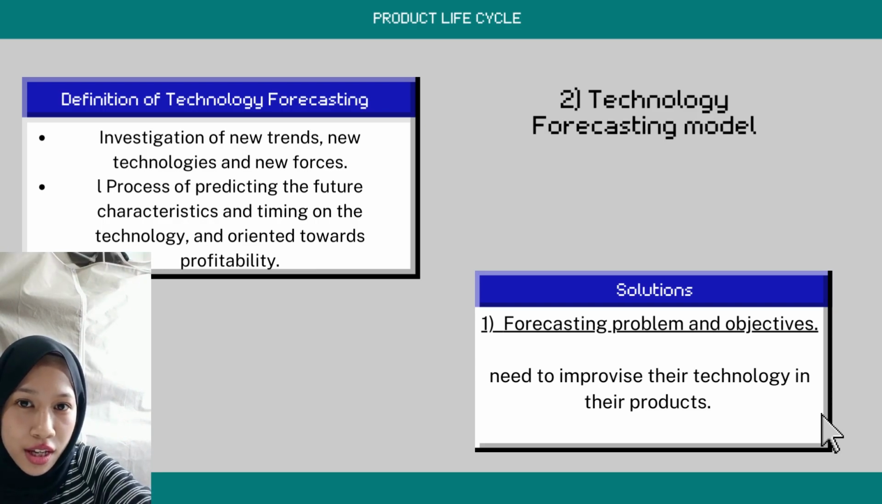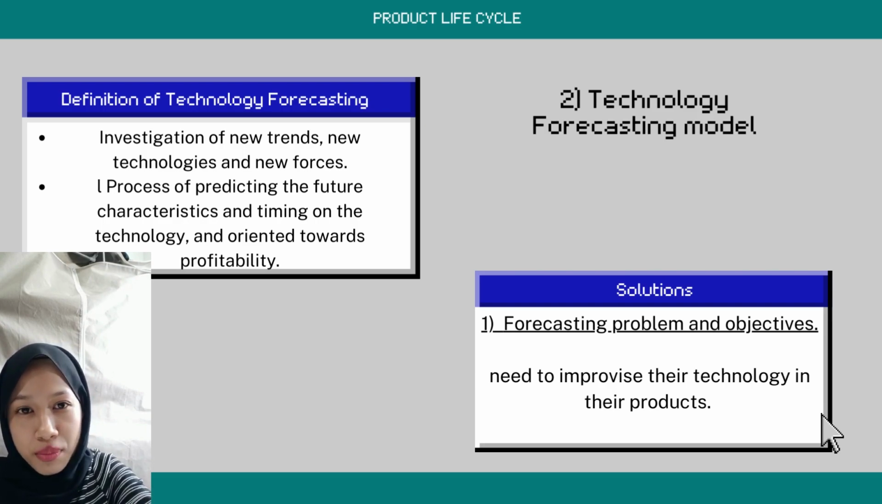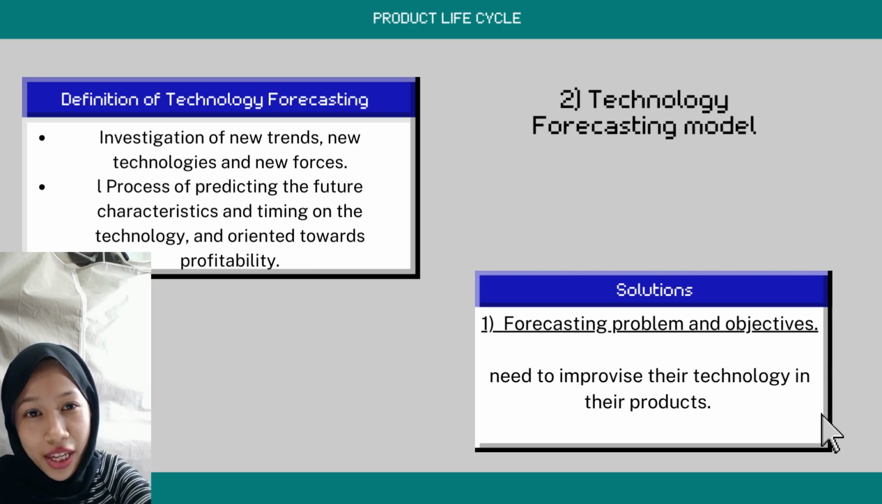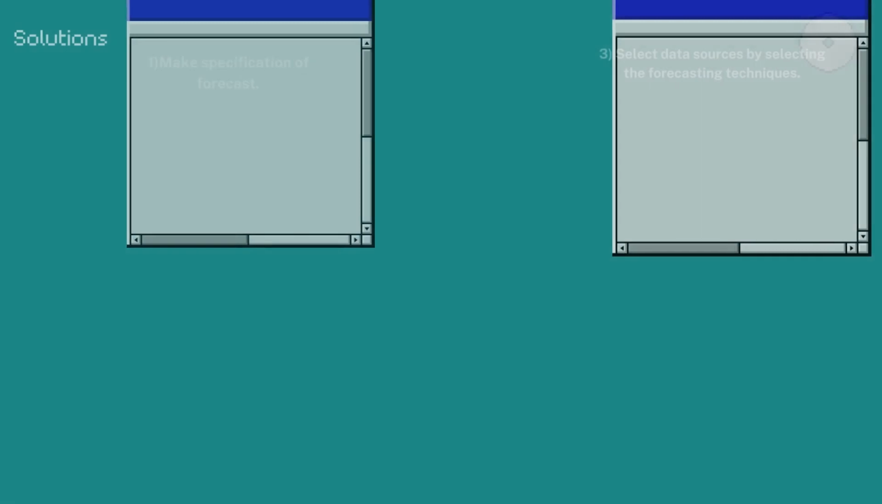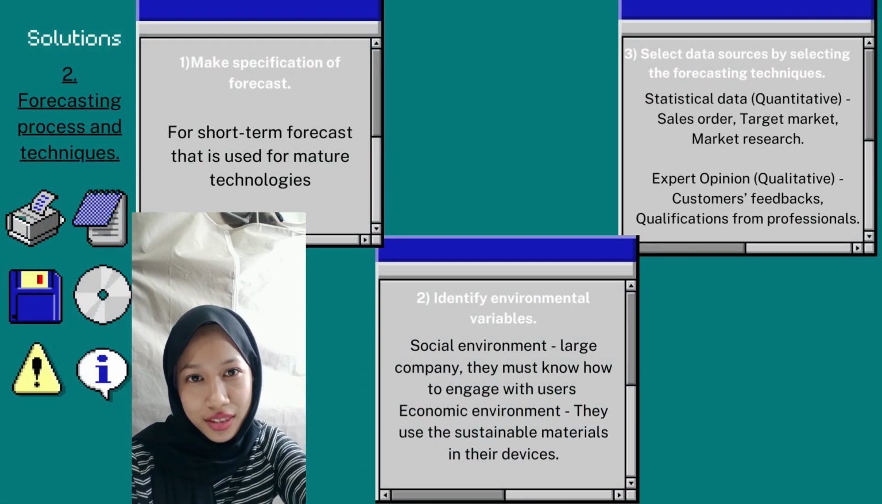Onto the solution. A problem of it is since HP already learned a lot from the early TouchSmart days, they discontinued their Sprout product. So they continue using TouchSmart that was very innovative, but HP didn't tightly control the retailing or support as much as they could have. For a better future, the company needs to improvise their technology in their products. Now I'm going to show you the steps of the technology forecasting process.